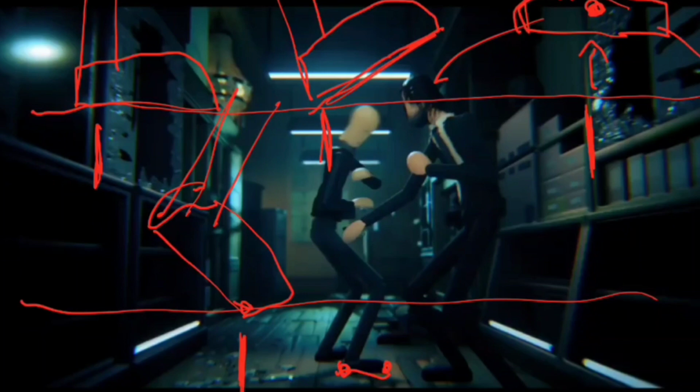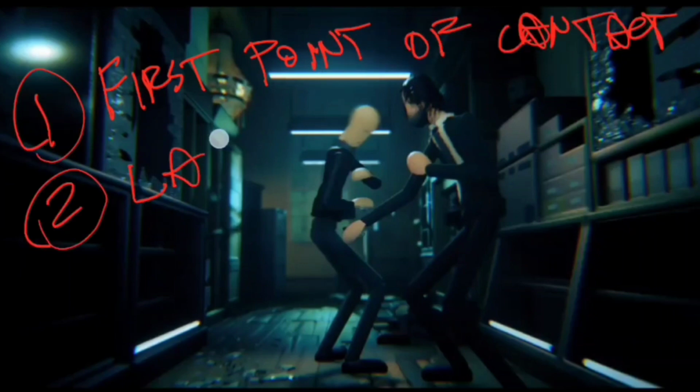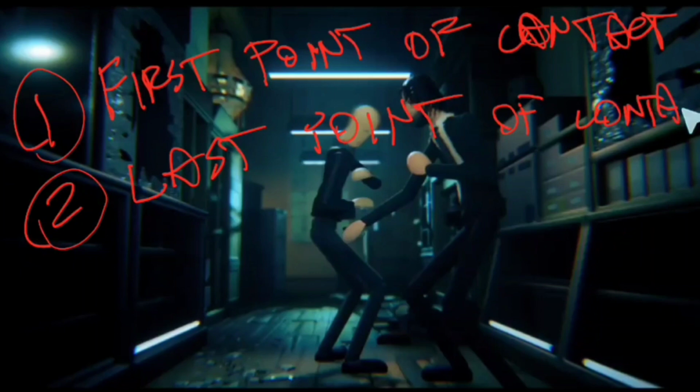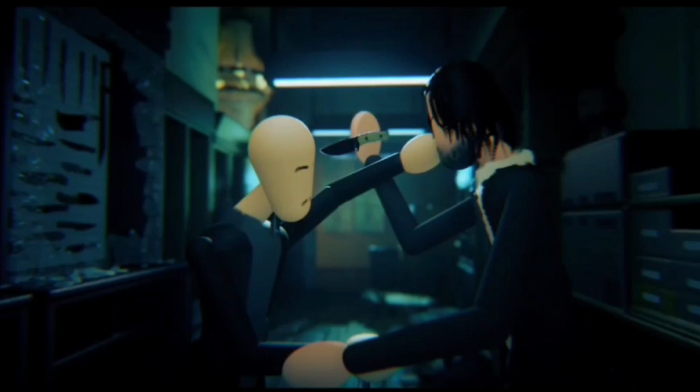So when you're animating feet, you want to look for the first point of contact, the last point of contact, whether it's the heel or the toe, and then you're looking for the arc. Say his feet lift here and then touch here, there is a point where it indicates how the arc is going to move.